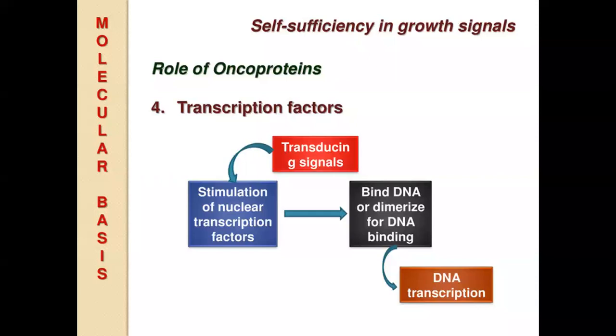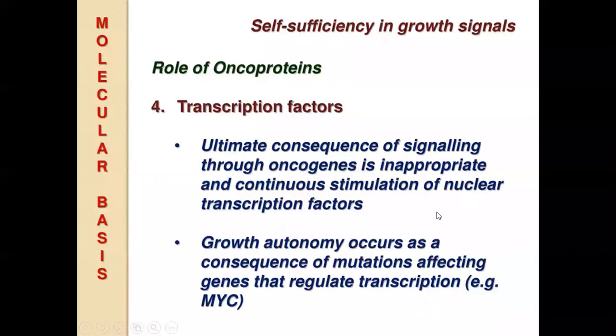The transcription factors. What are the transcription factors? It is transduction signals, the stimulation of nuclear transcription factors, which leads to the binding to the DNA or dimerized for DNA binding, and which leads to the DNA transcription. The ultimate sequence of signaling through oncogene is inappropriate and continuous stimulation of nuclear transcription factors. Growth autonomy occurs as a consequence of mutation affecting genes that regulate transcription.